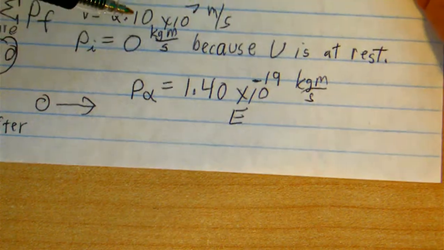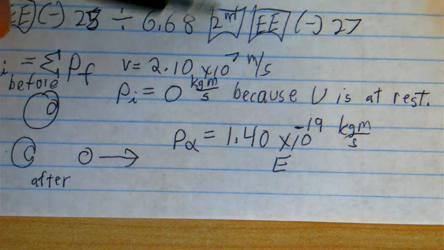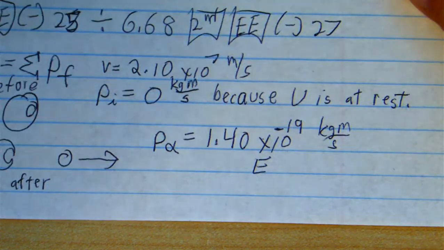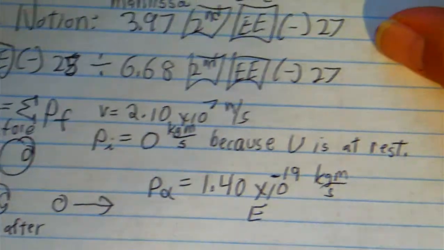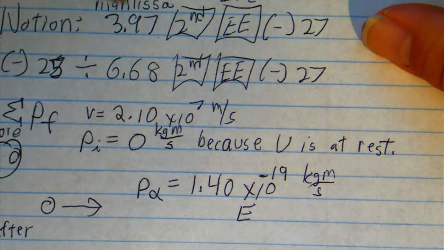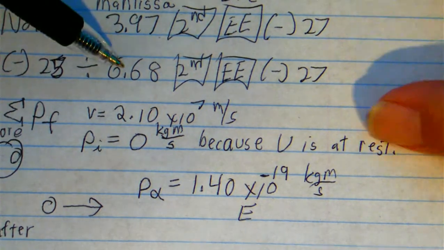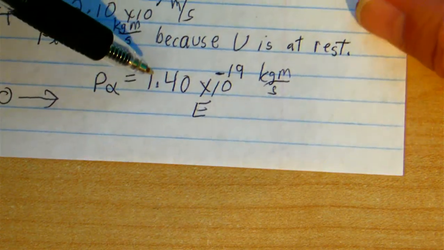If you didn't get this, then please review how to enter scientific notation correctly into your calculator. You should have multiplied 6.68 second EE exchange key 27 times 2.10 second EE 7. Enter. Ta-da!